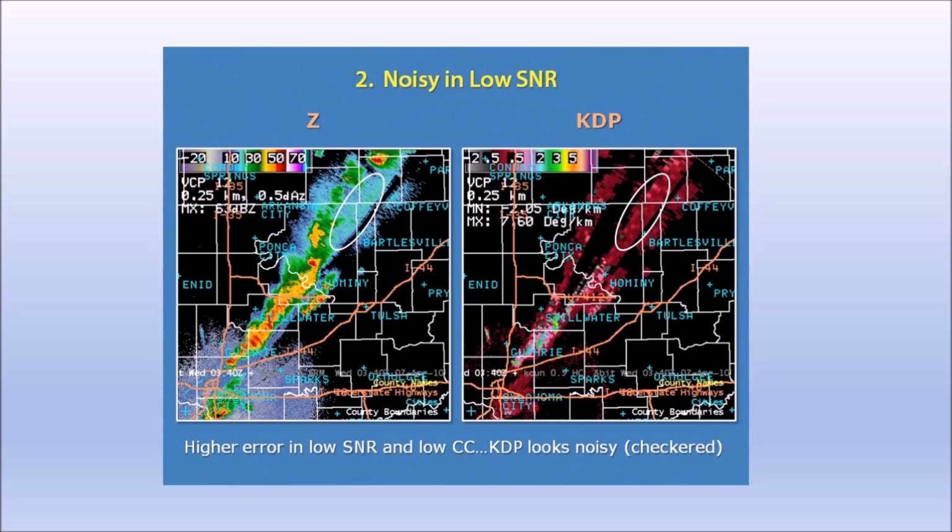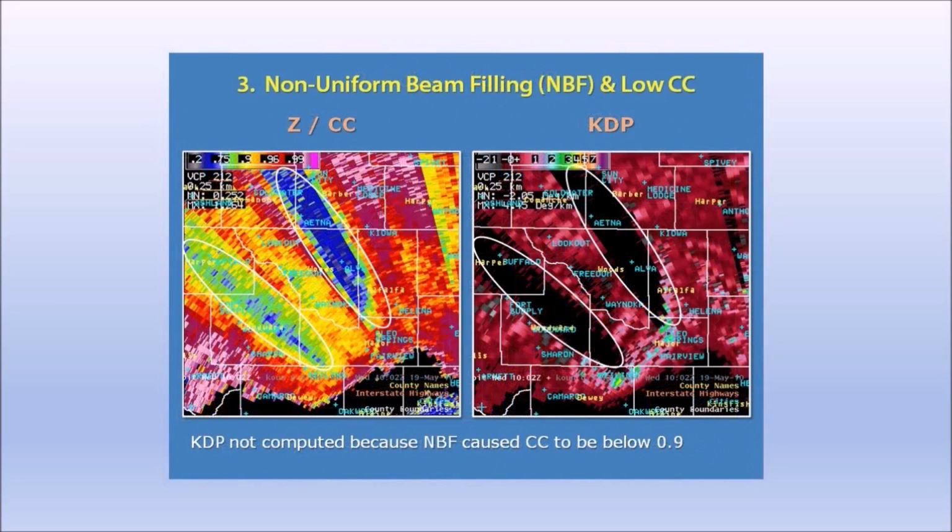You may have also noticed the huge area of black, no data, along radials to the NW of the oval. This is a byproduct of the first limitation, where KDP is not computed with bins that have CC less than 0.90.